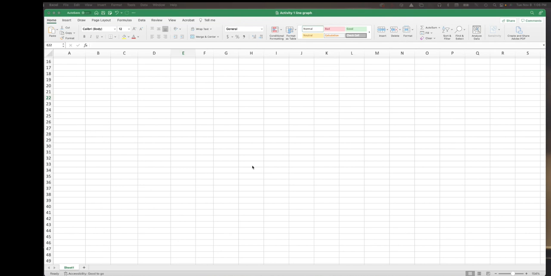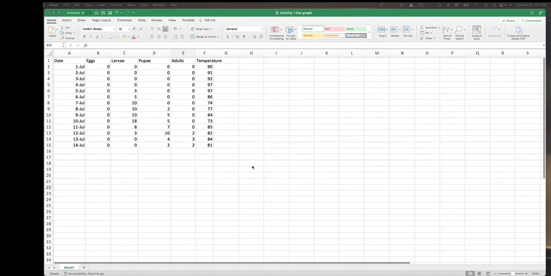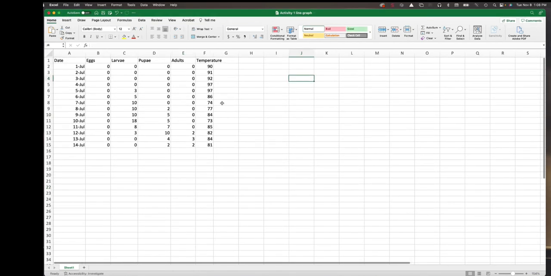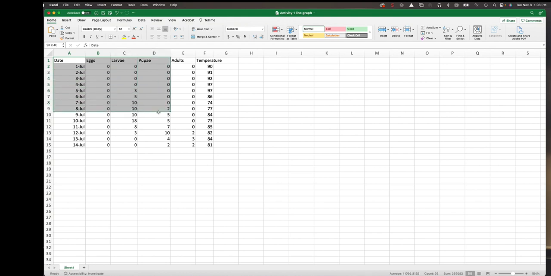And I need to create my columns of data. In my first column, I'll put date, second column, eggs, larvae, pupa, in the 5th column, the number of adults, and in the 6th column, the temperature. I've done that ahead of time for you to see. Next, I'm going to click and drag to highlight cells A1 to E15. This is the data that I want to put in a column chart.